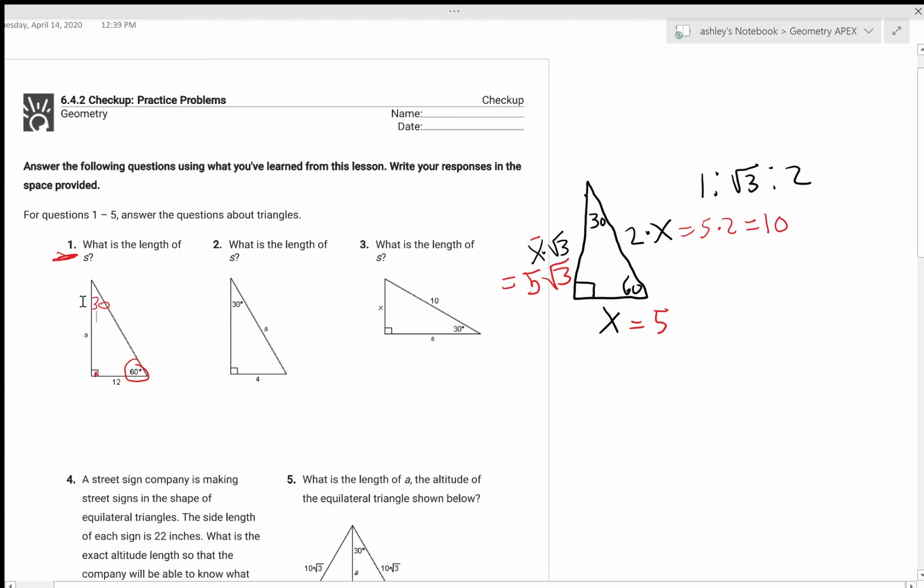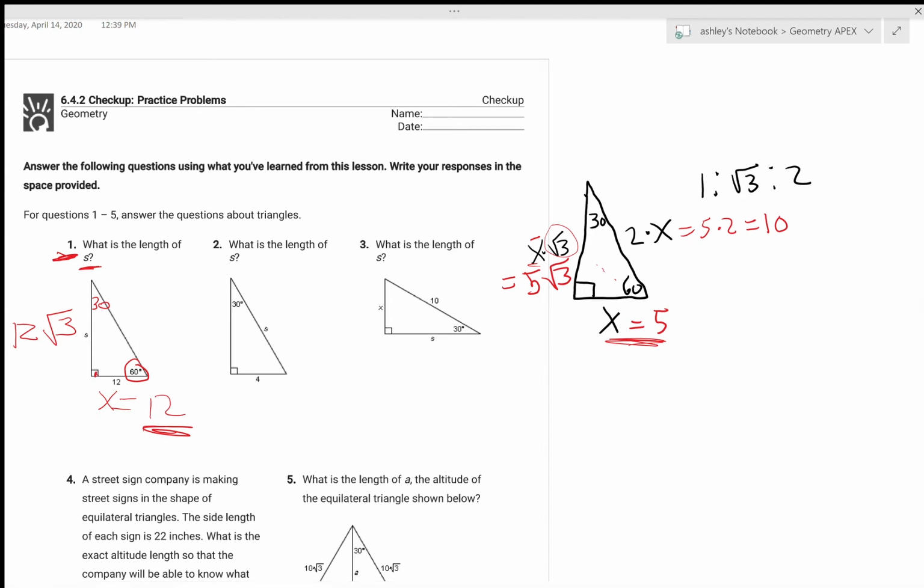This 12 is across from 30. So if I'm going back to my example here, that means this 12 is my X. So 12 is X, so everywhere I see X in this pattern, I should replace it with 12. I want to know the length of S. Well, X is across from 60. When I go across from 60, I add on the square root 3. So I take my X, which in this case is 12, I would bring it over, and then I need to add on square root 3. So you follow through these patterns and try to figure out where to go from there.